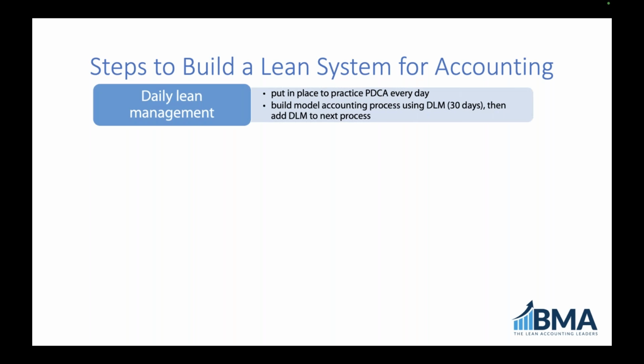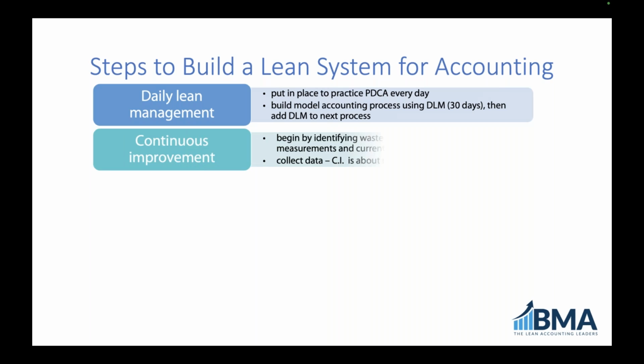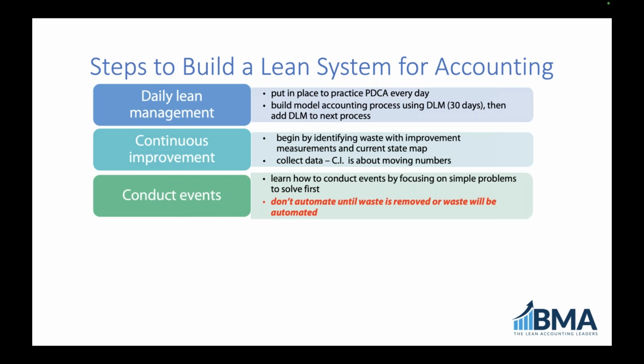So, building a lean system for accounting, start with daily lean management. Build a model line, teach people PDCA through daily lean management. Identify opportunities for improvement using the measures, map the process, collect the data that you need. Don't just jump into what event we think we need to work on. Learn how to conduct continuous improvement events by focusing on simple problems and following the PDCA process.